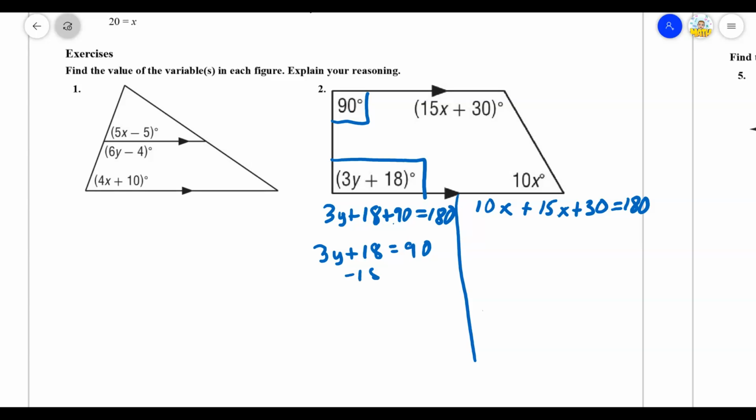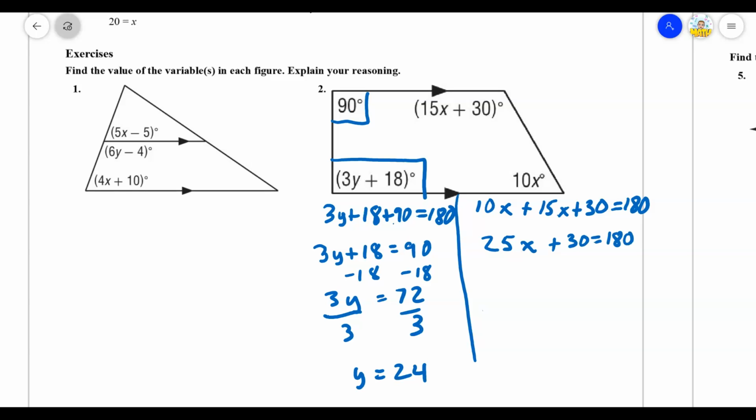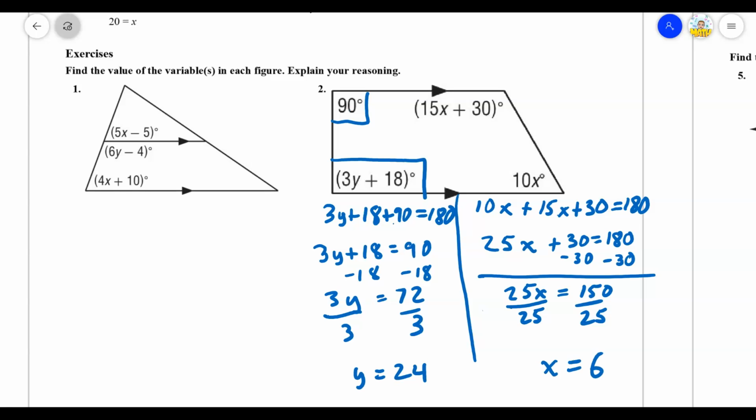So we would subtract 18 from both sides. So I have 3y equals 72, and then we divide by 3. So y equals 24. Next, we'll combine like terms over here, coming back to this equation to solve for x. 25x plus 30 equals 180. Subtract 30 from both sides. So we have 25x equals 150, and then we would divide by 25. So we would say x equals 6 in that case. So two variables, two solutions. X equals 6, y equals 24.